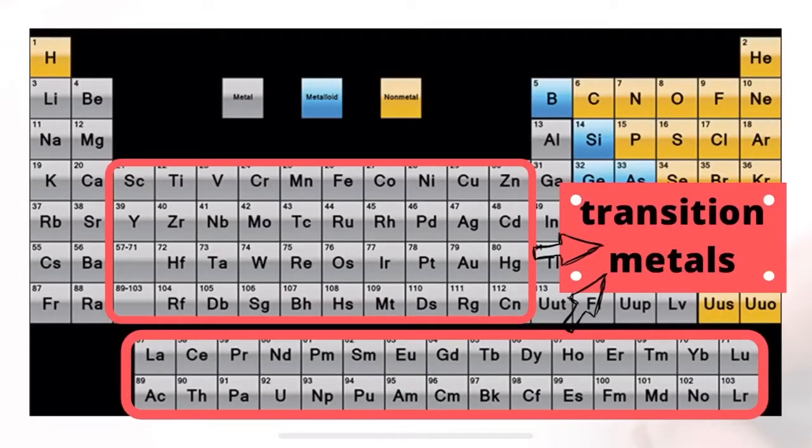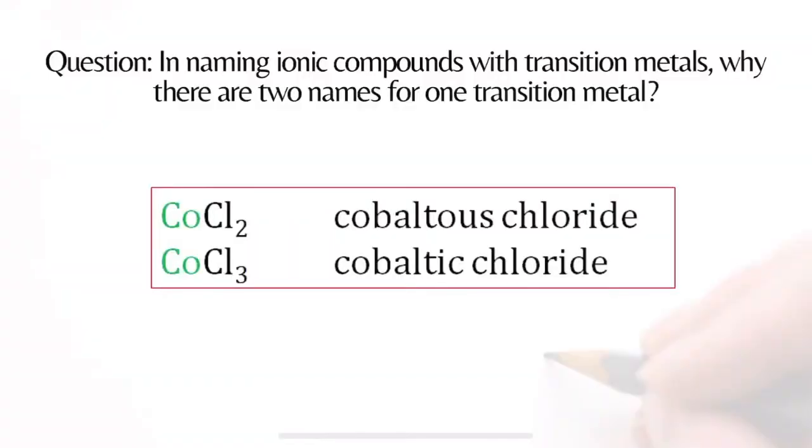You also have some metals that are classified as transition metals. When I say transition metals, they would have different charges. In naming ionic compounds with transition metals, why are there two names for one transition metal? For example, we have CoCl2, which is cobaltous chloride, and CoCl3, which is cobaltic chloride.